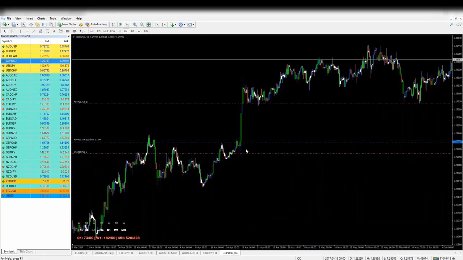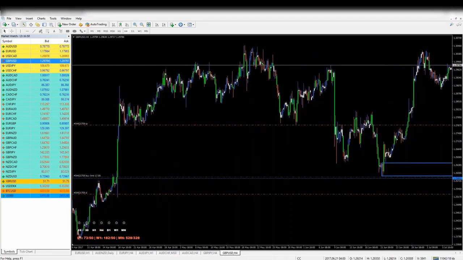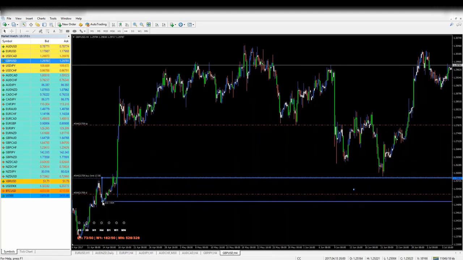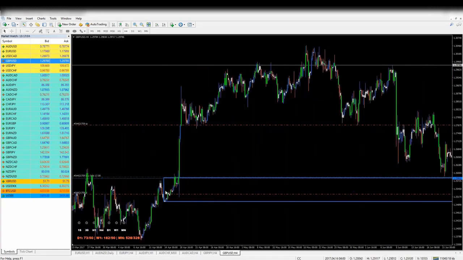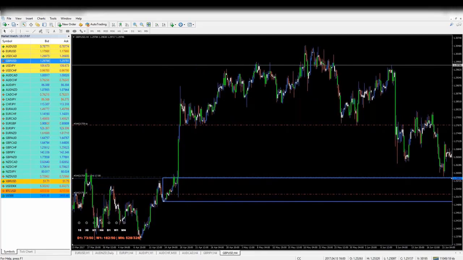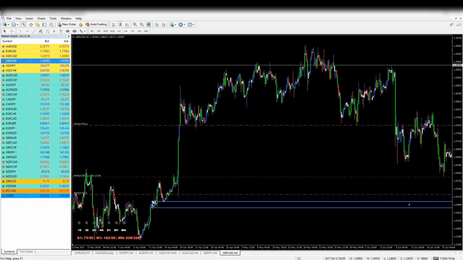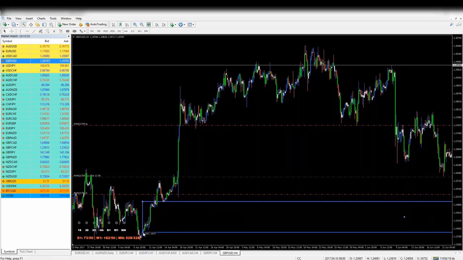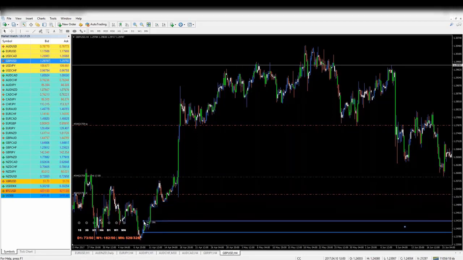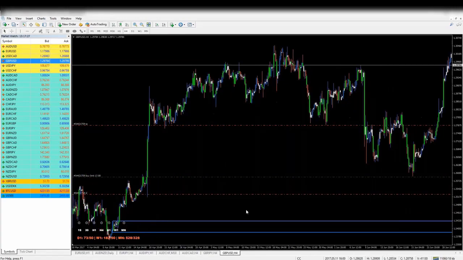Is this fresh? No, it isn't. We have this, and so we move our rectangle to the one it reacted on, which is around here. We'll just put it like that. Is this fresh? No, it isn't. And delete that. It's reacting to this one here. Is this fresh? No, it isn't. And then you can ask yourself, is this one fresh? Yeah, this one is fresh. You see, price has not been back to it since.